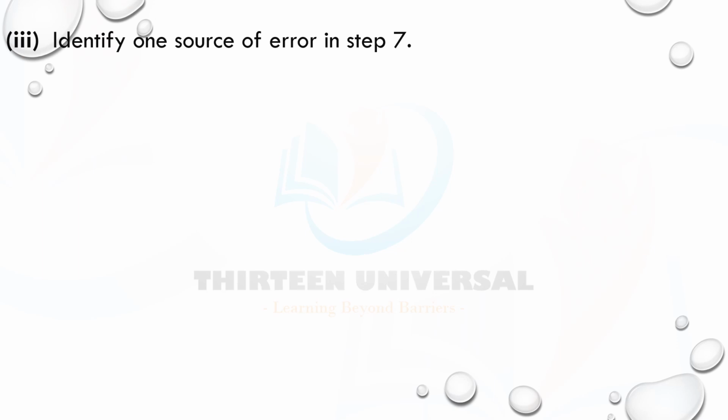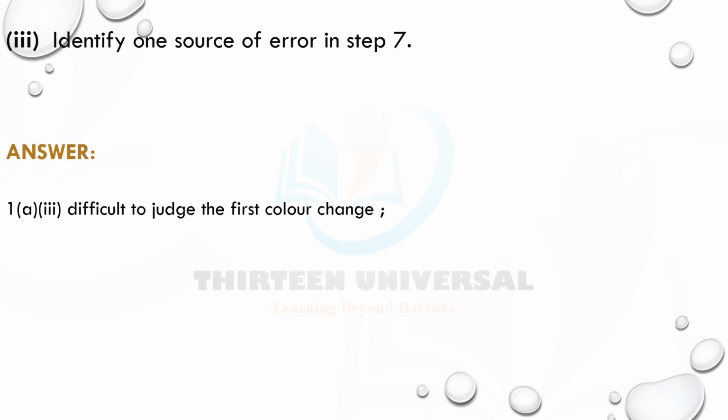So we continue the experiment. It says identify one source of error in step 7. Step 7 is when you observe color change. It is difficult to judge when color changes. Intermittent color change is always difficult to judge the first color change because it's subjective. You're using your eyes. So how do you improve on this? Use a colorimeter, or you can use a white paper behind the test tube. All right, let's go to the next.